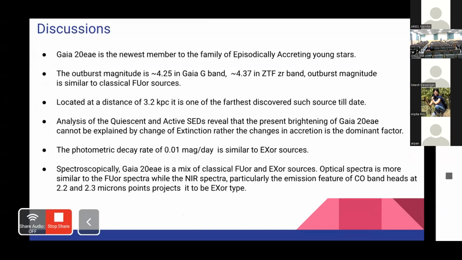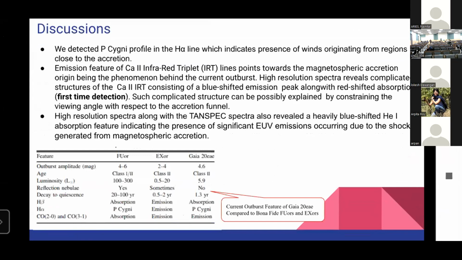The outburst magnitude was around 4.25 magnitudes in all the optical bands. It is the furthest discovered episodically accreting source to date, and the photometric decay rate is similar to the EXor sources. Spectroscopically, it is a mix of FUor and EXor sources. And this is the classification. This is where Gaia stands in comparison to the FUor and the EXor sources, as you can see.